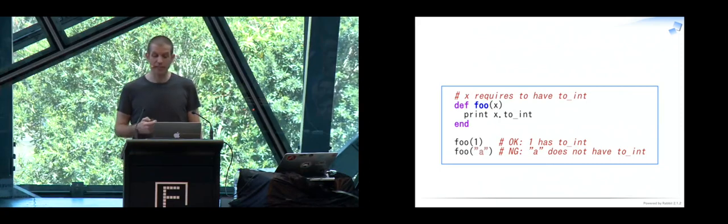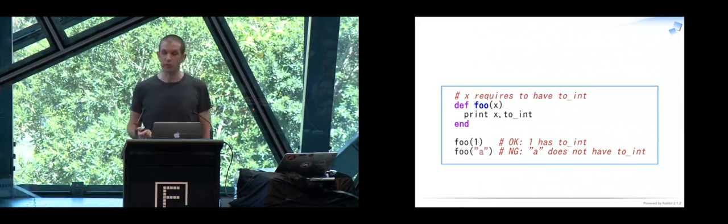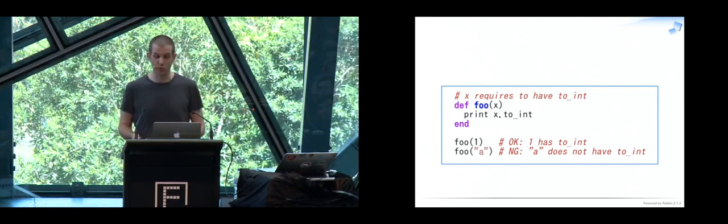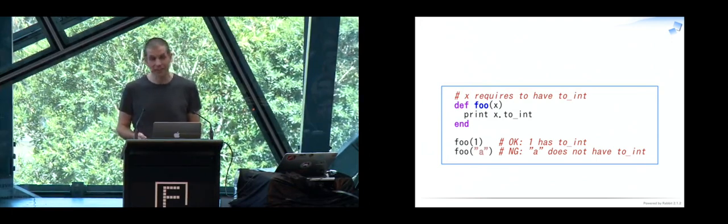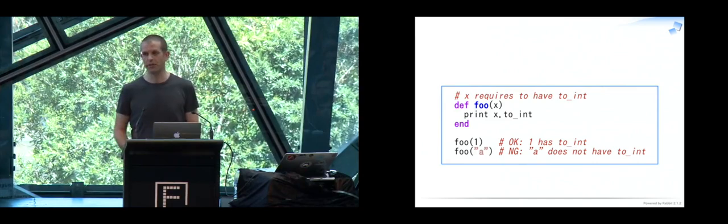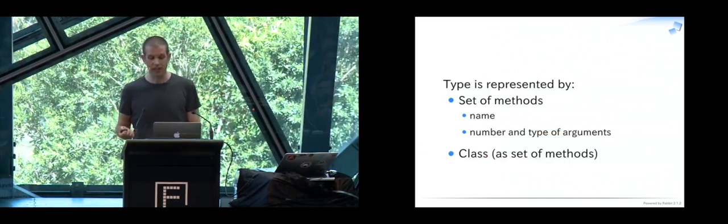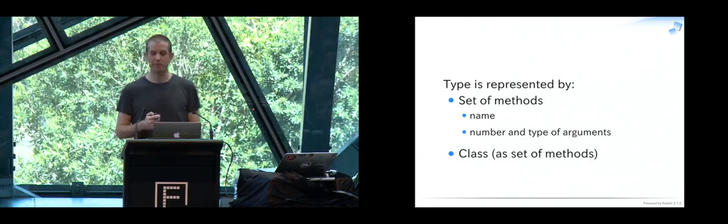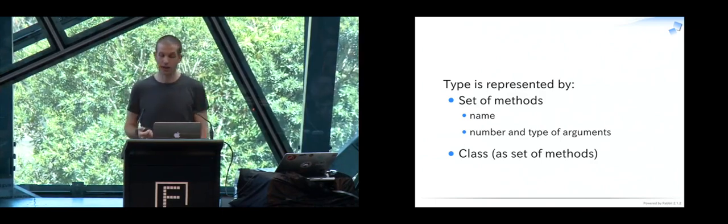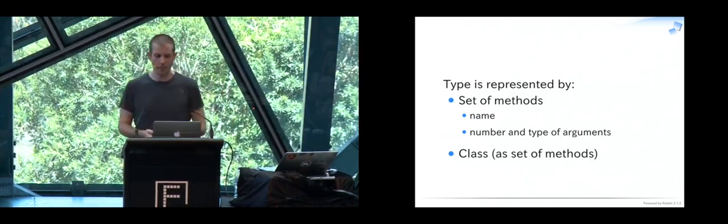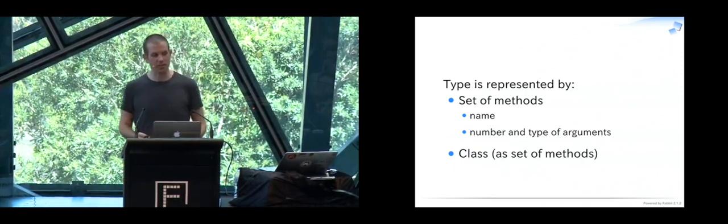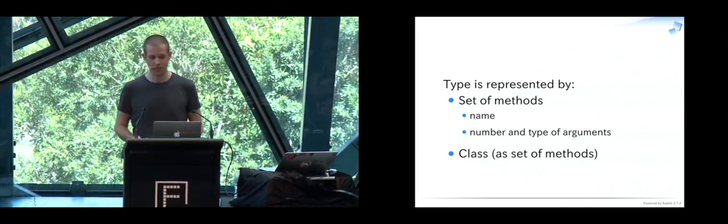Here's another example he gave. He defines a method called foo that requires x to have a method called toInt. And then he shows two uses of foo, one of which is OK because the object passed in has a toInt method, and the other of which is not OK. On a third slide, he says, a type is represented by a set of methods, and he notes that you could use a class name as a sort of shorthand for that. Now, taken together, I think those slides make it pretty clear where Matz is going with this.